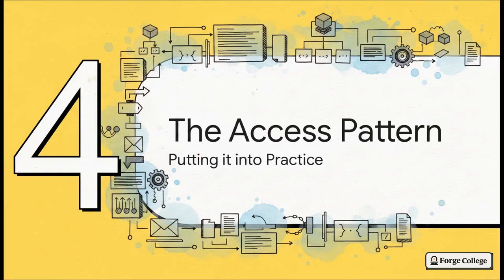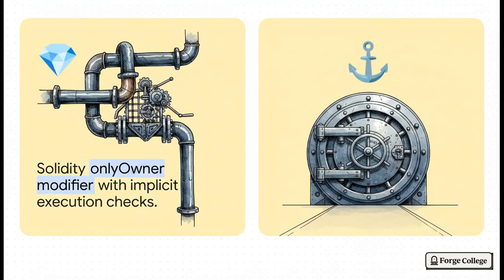Section 4. Example. The access pattern. Putting it into practice. Take a look at the classic Solidity snippet, the onlyOwner modifier. It relies on a require statement checking if msg.sender equals the owner. This is an implicit check happening right in the middle of your execution flow.